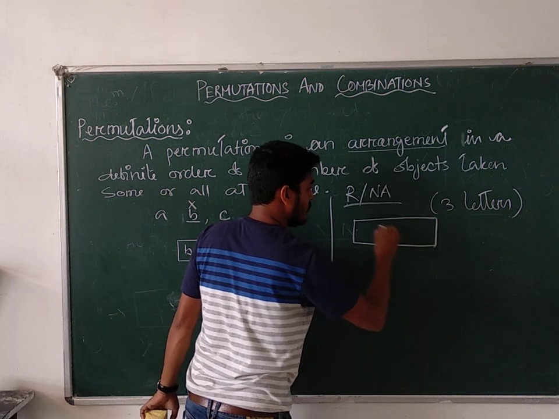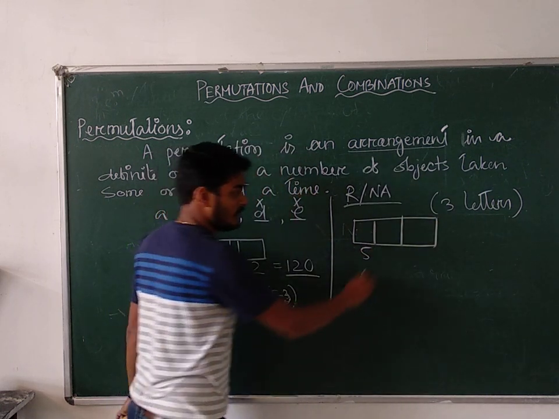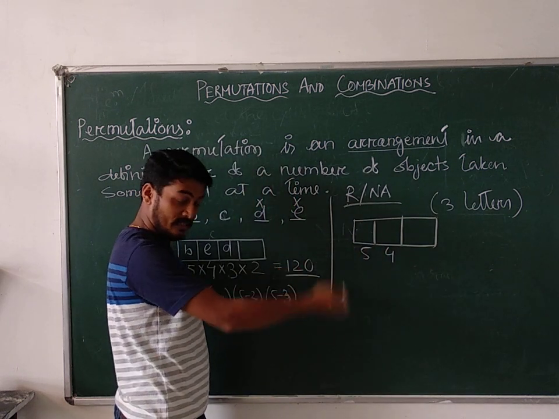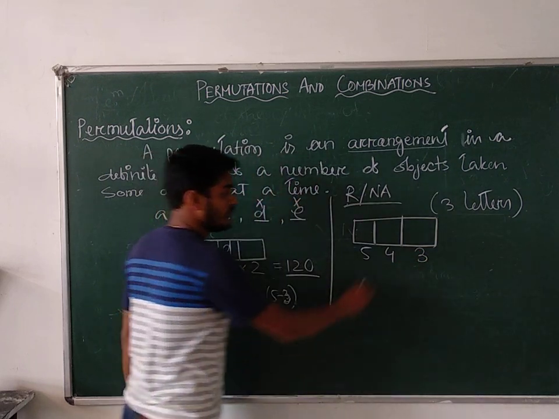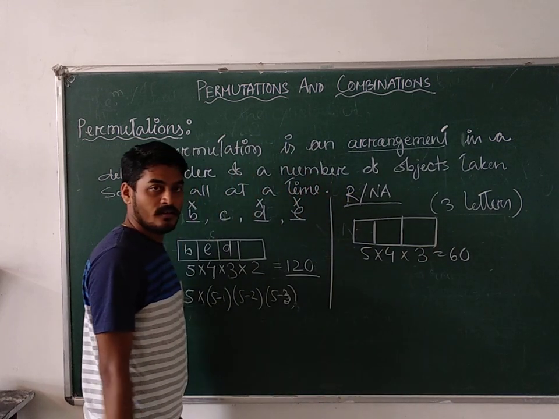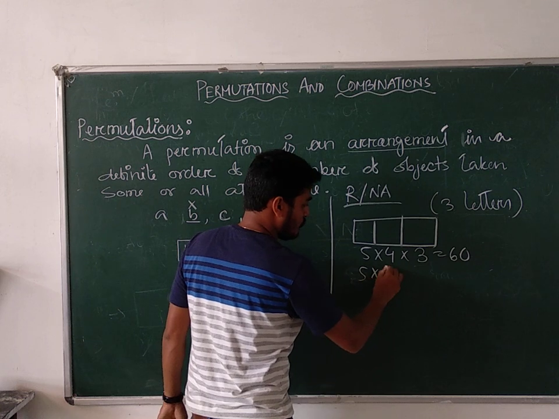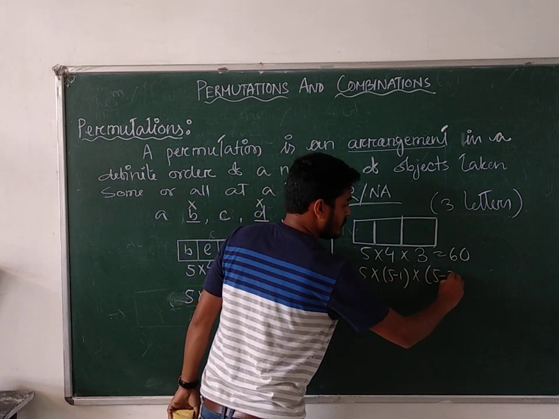Okay? So initially how many different ways you can fill up? 5. Repetition not allowed. So this place can be filled up in how many ways? 4 ways. Number of objects will be decreasing order. And this place can be filled up in how many ways? 3 ways. What is the answer? 60. Correct? So what is the expression? 5 into 5 minus 1 into 5 minus 2.